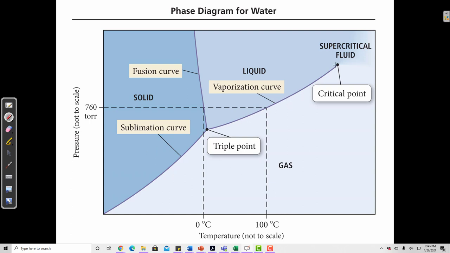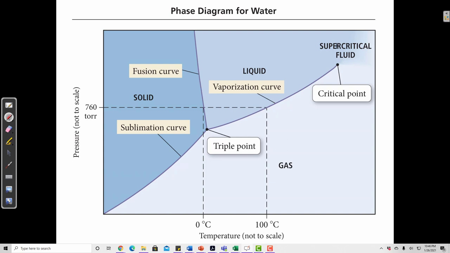And finally, right here, at this point, look, the line stops. So this is the critical point. And when the line stops, look what happens. Here is pure liquid, and down here below the line is pure gas. I have liquid, gas, two different regions. After the critical point, there's only one region. The liquid and the gas have become the same thing. There is no longer a boundary between liquid and gas. So at the critical point, I now have a supercritical fluid where there is only one state at that point.